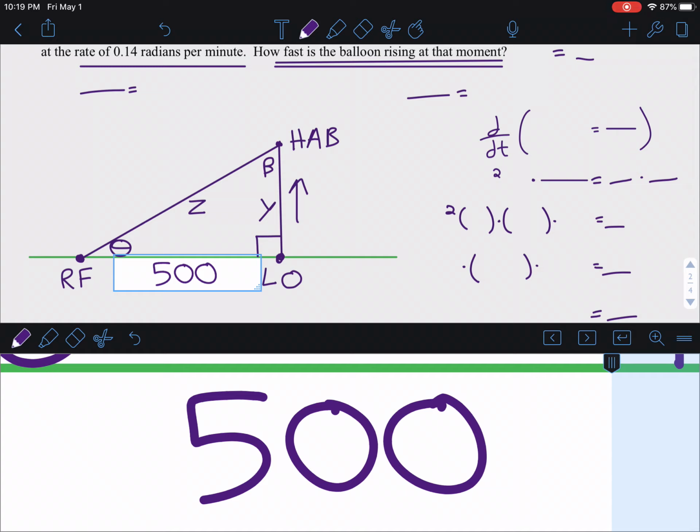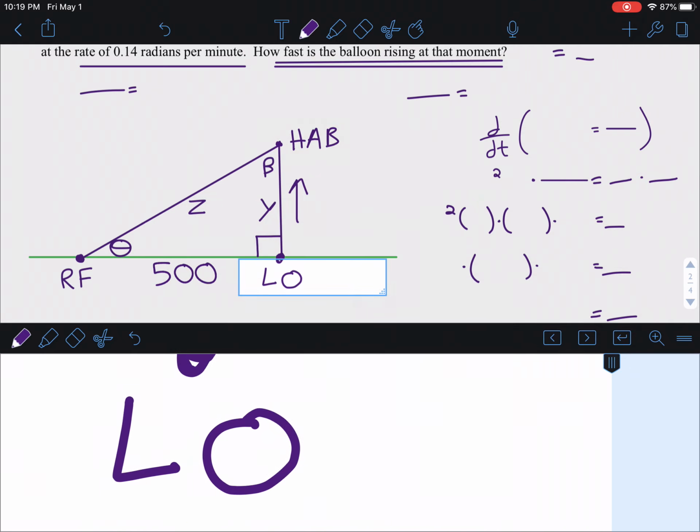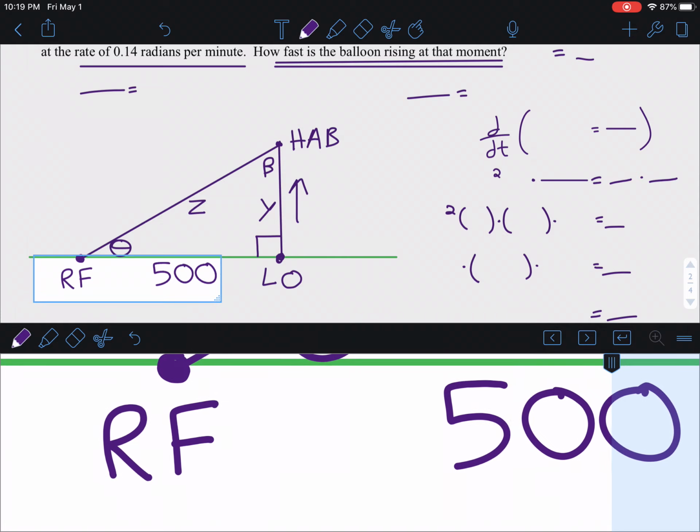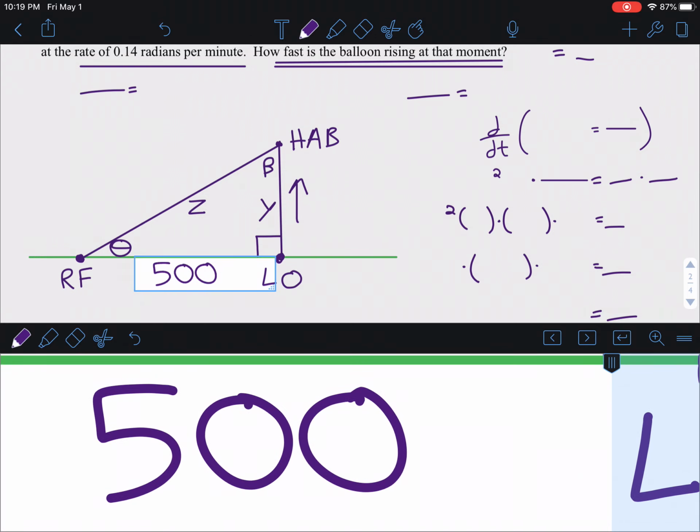The liftoff point for the balloon did not change, right? No matter where the hot air balloon goes, this was always its liftoff point, which was always 500 feet away from the rangefinder. Okay, so that's the only thing here that's constant.